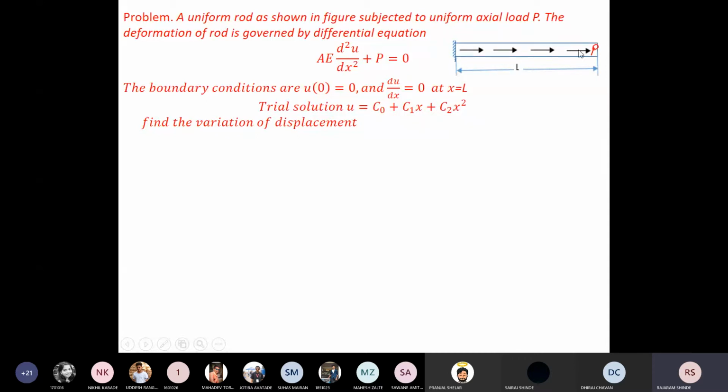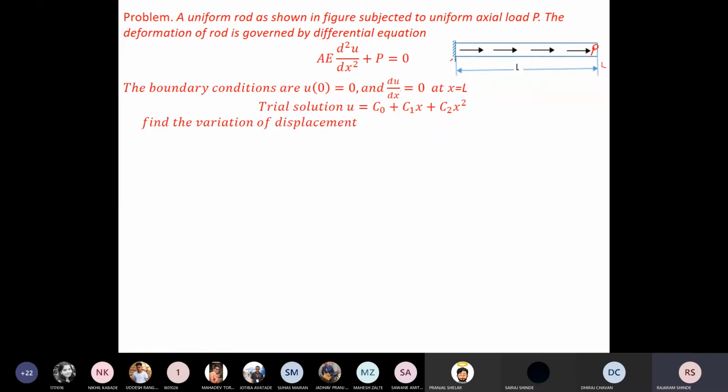Okay, the deformation of rod is governed by the differential equation AE d2u by dx square plus P, and that equal to 0. Now you know these boundary conditions. U at 0 is equal to 0 and du by dx is equal to 0 at x is equal to L. That means displacement is 0 at this end, that is your fixed support, and the gradient of displacement is 0 at x is equal to L, that means at the free end.